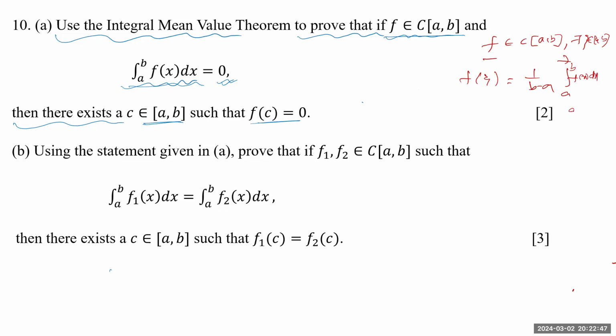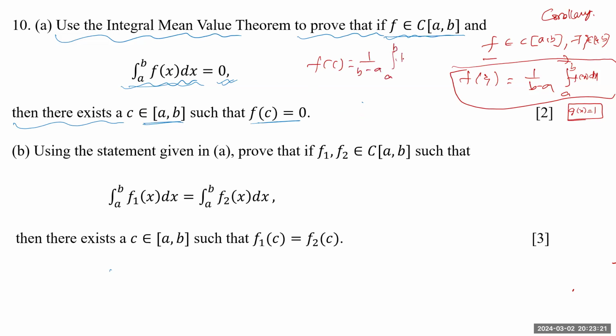This one is obtained just by taking g of x equal to 1 in the previous integral mean value theorem. Actually, this is a corollary, right? Isn't it? So if using g of x, this is the theorem. In place of g, I am taking f of c is equal to 1 over b minus a times integral a to b f of x dx. But the given condition is that this integral is equal to 0. So 1 over b minus a times 0 is equal to 0. So that is f of c is equal to 0. This is a simple one, right?